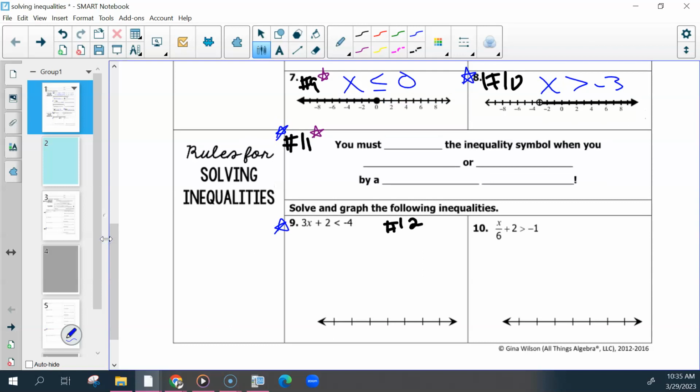There is a rule for solving inequalities. You must flip the inequality symbol when you multiply or divide by a negative number. So I'm going to give you an example of that, and then we'll do an example, and then it'll probably be time for lunch. So off to the side, I'm going to have you write negative 2x is greater than 4. It's a problem I made up.